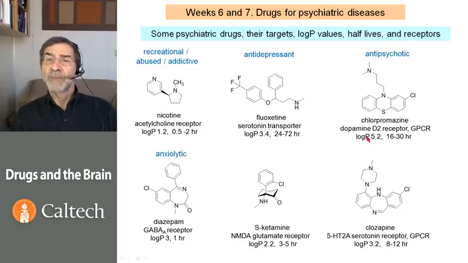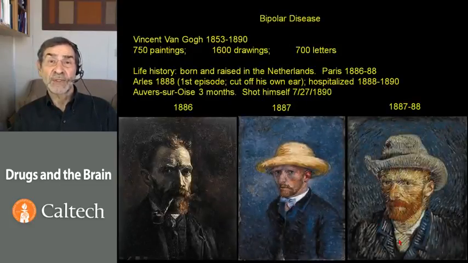We will be discussing the typical antipsychotic drugs such as chlorpromazine, which works on a G protein coupled receptor, and the newer so-called atypical antipsychotic drugs such as clozapine, which also works on dopamine receptors and in addition on other receptors. We'll also be talking about drugs for bipolar disease during week 7. So week 7 will concentrate on psychiatric disease.